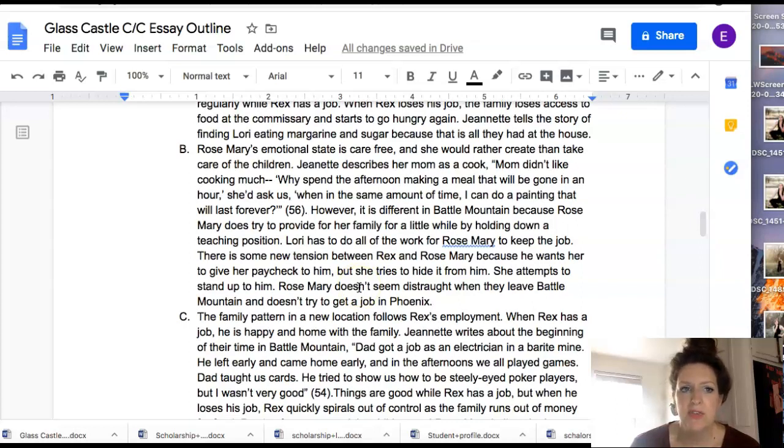Rosemary, Battle Mountain is the first place that she gets a job. So when Rex loses his job and the family starts spiraling into poverty more than normal, she gets a job teaching, and it talks about kind of how she feels about that. This is the first time that she gets a job teaching.